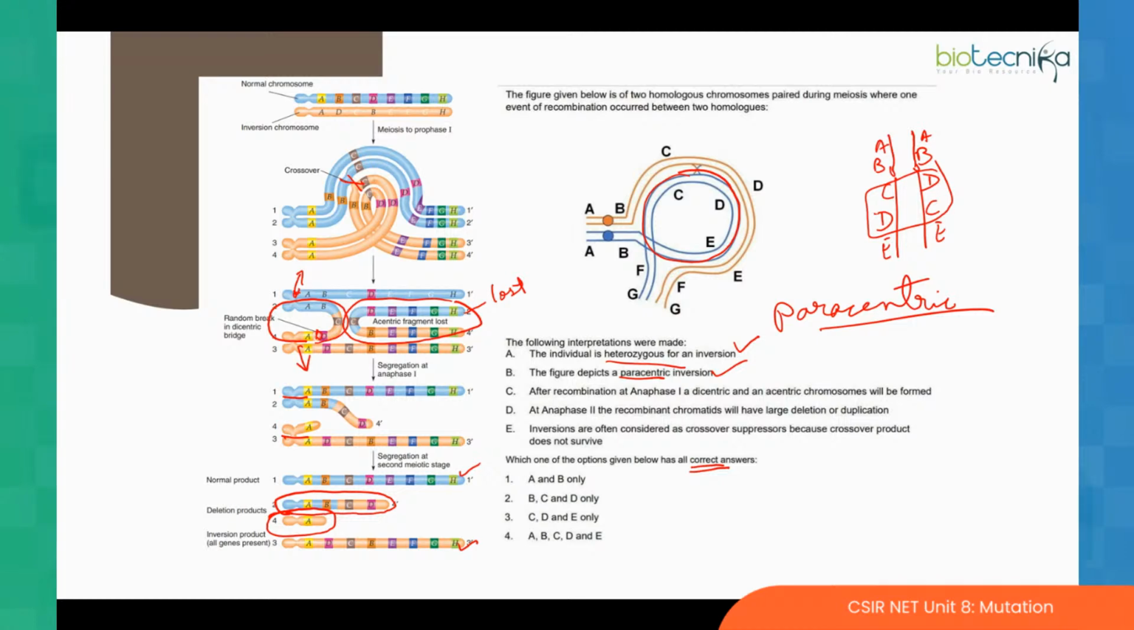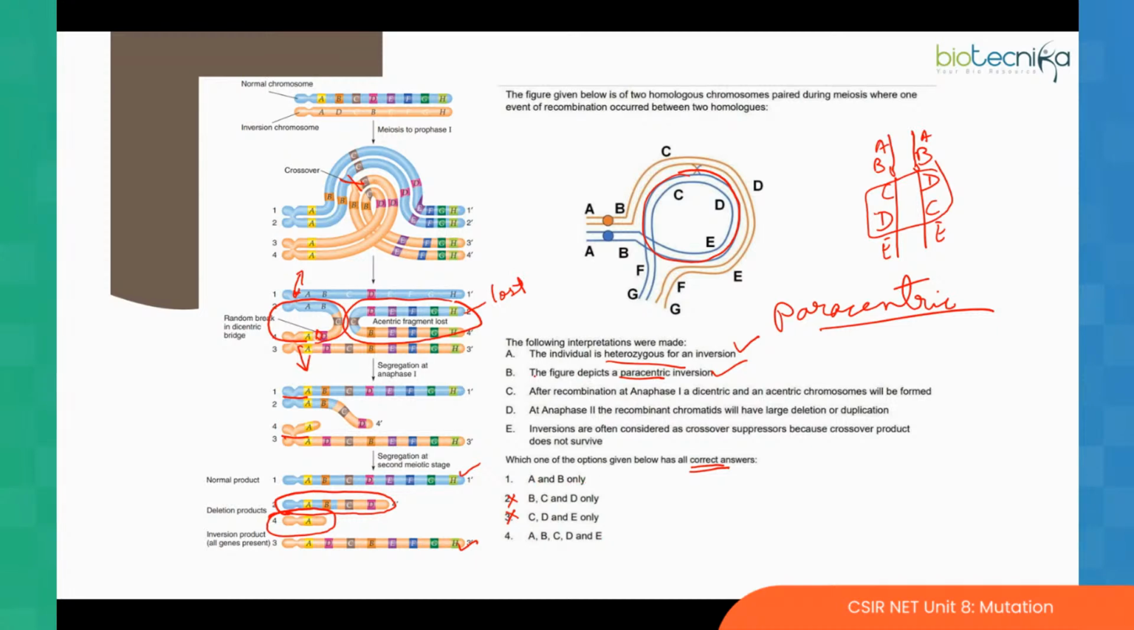Now, as I always tell you, you should solve a question in parts. You have determined that A and B are correct, right? Now, if you check the options, automatically options 2 and 3 are eliminated, because A and B are not included in them. Option 2 has B but doesn't have A. Option 3 doesn't have A or B both. So you can eliminate them. So it is either A and B only, or A, B, C, D, E.